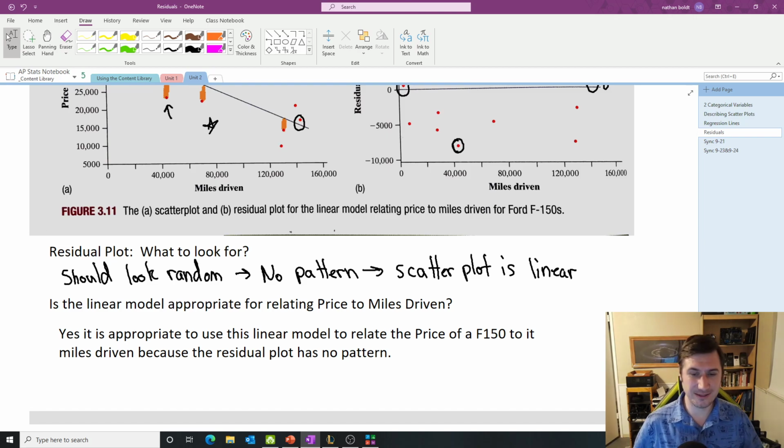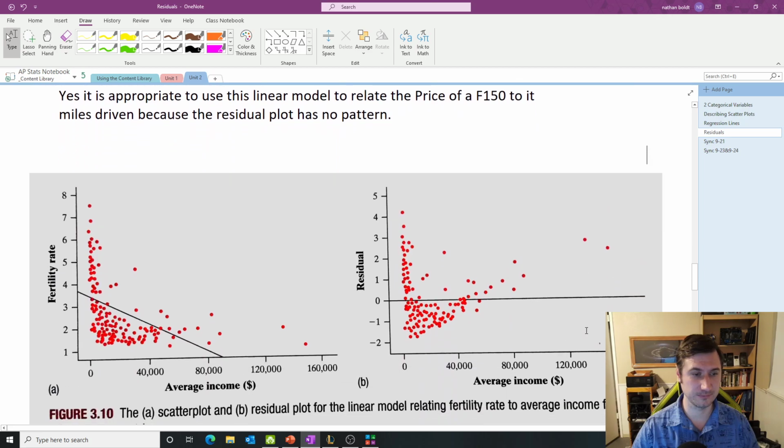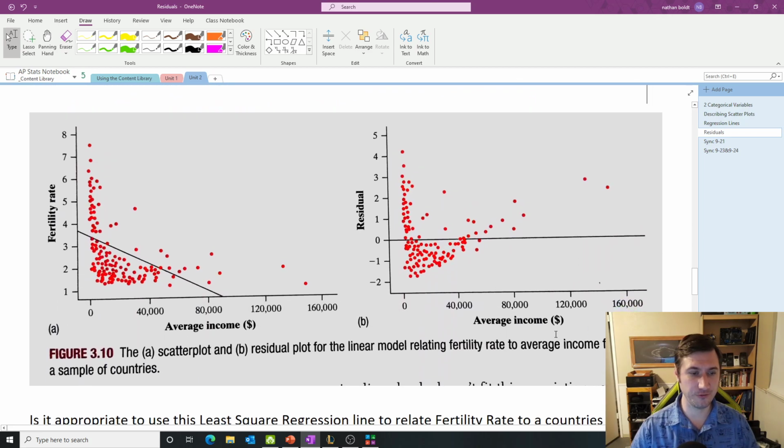Now, to help that make sense, let's look at one where it is not appropriate, and I think you'll see a little bit better what this residual plot does for us. All right, so this is not the Ford F-150. This is fertility rate of a country based off of the average income of a country. Okay, so on the left, this is just the scatter plot.